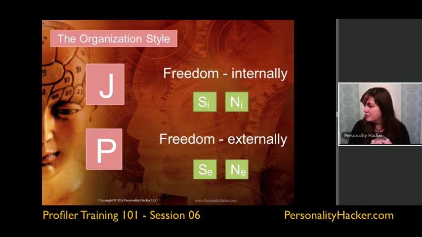Should the P be green? No, because it's still your organization. Actually, I'm making an executive decision on that. Should I make the box around the letter P green? I decided no with the organization style.